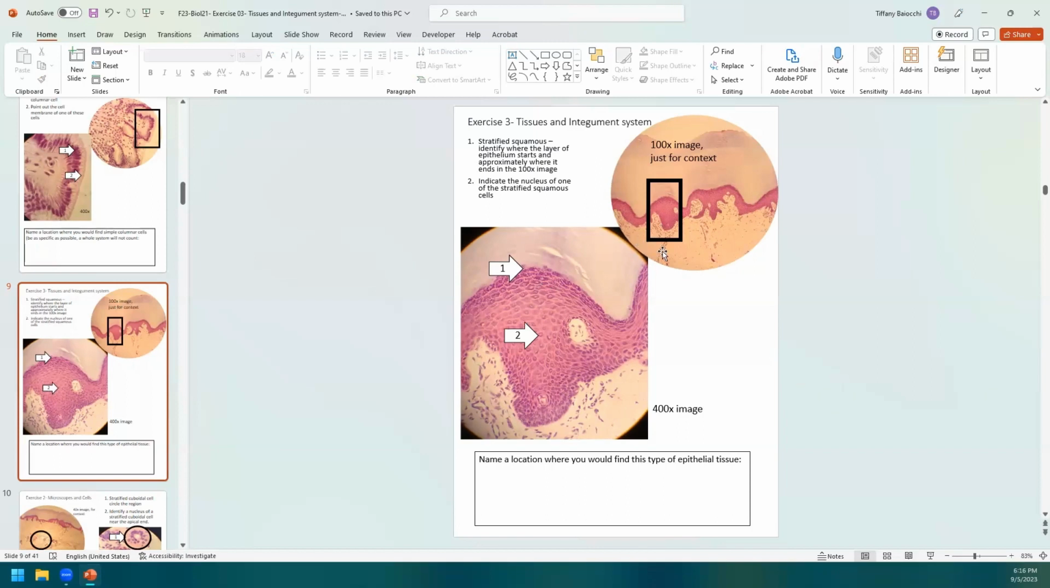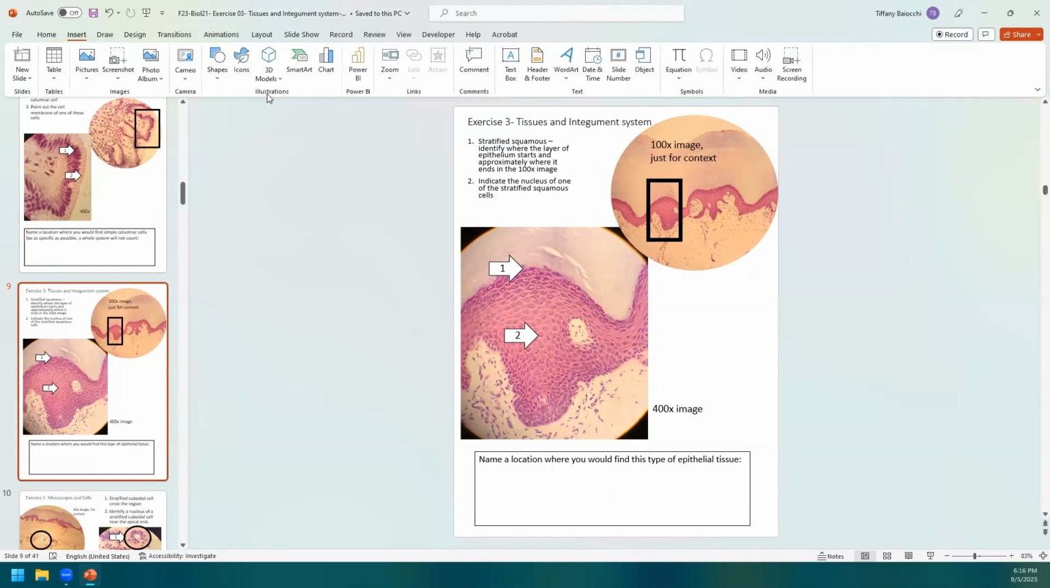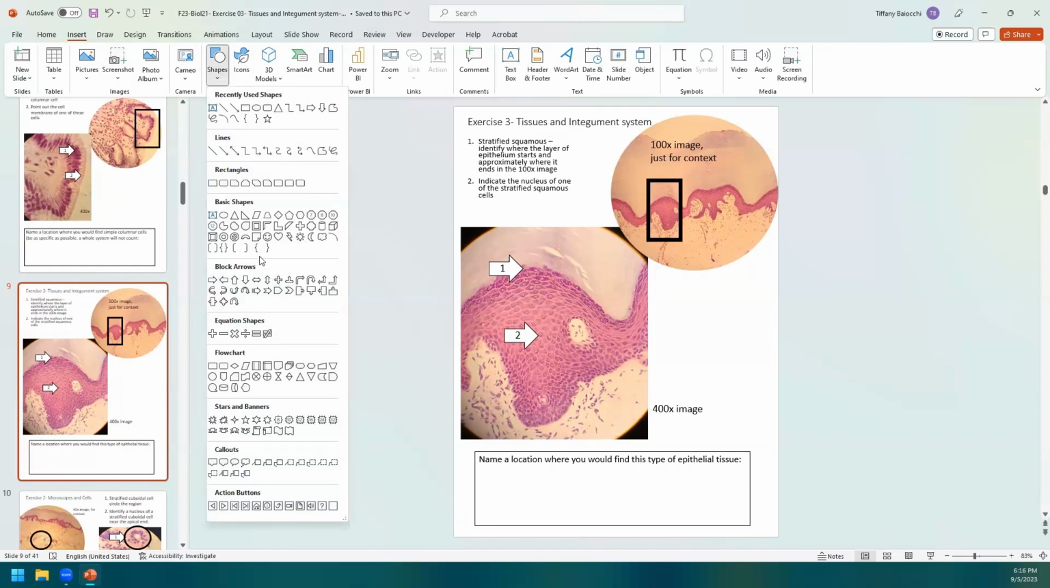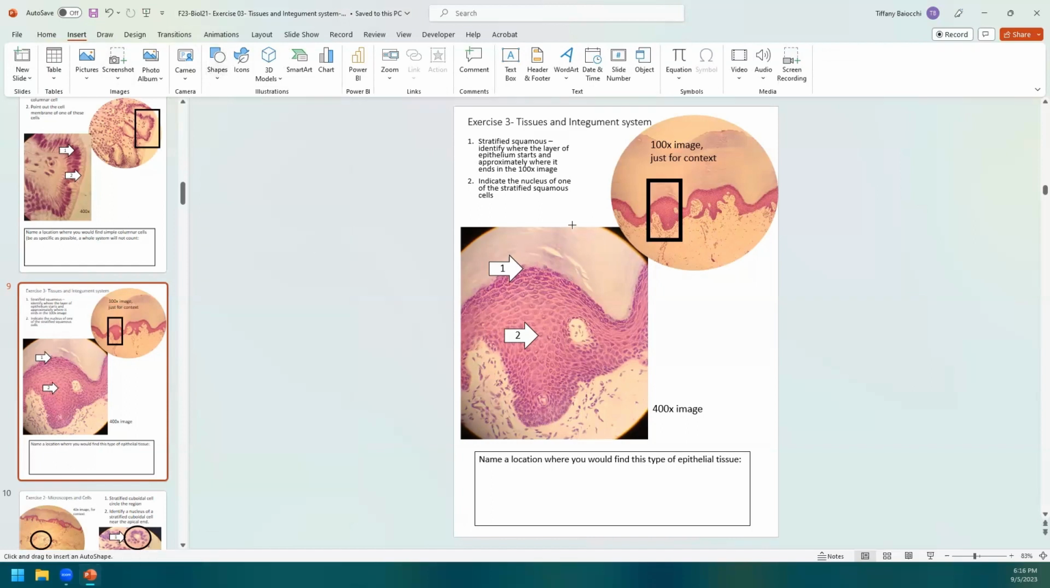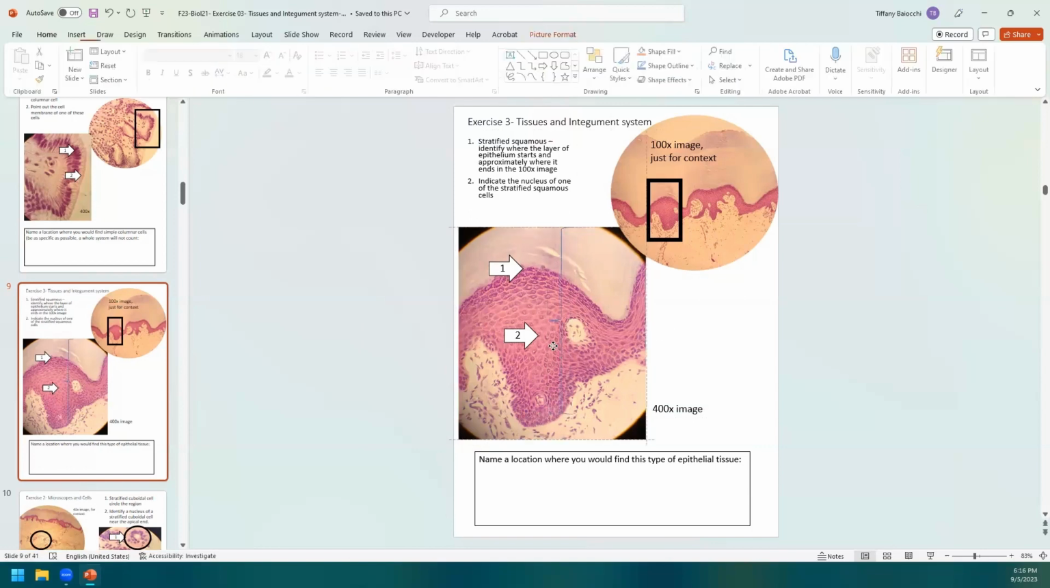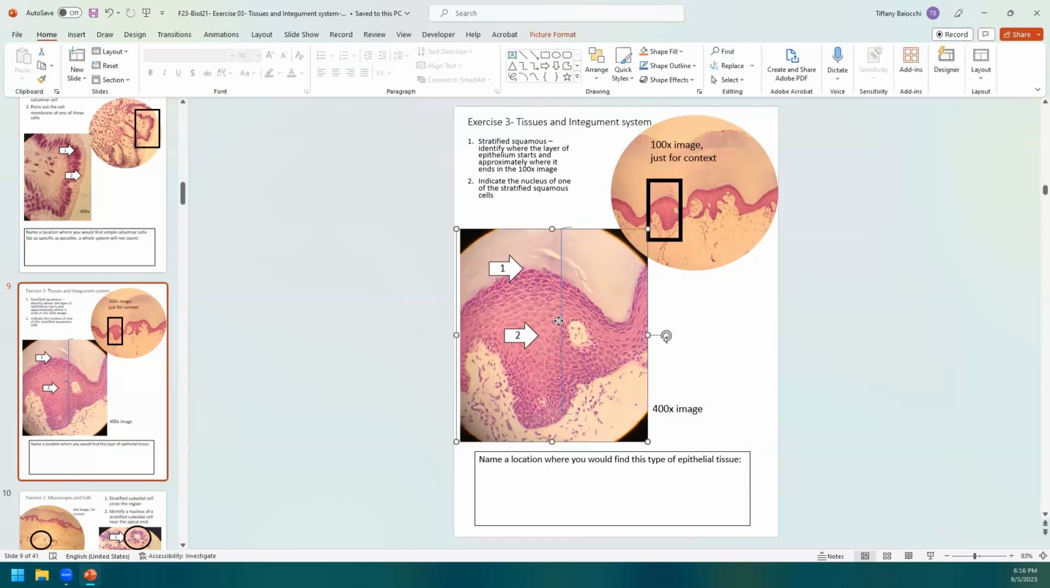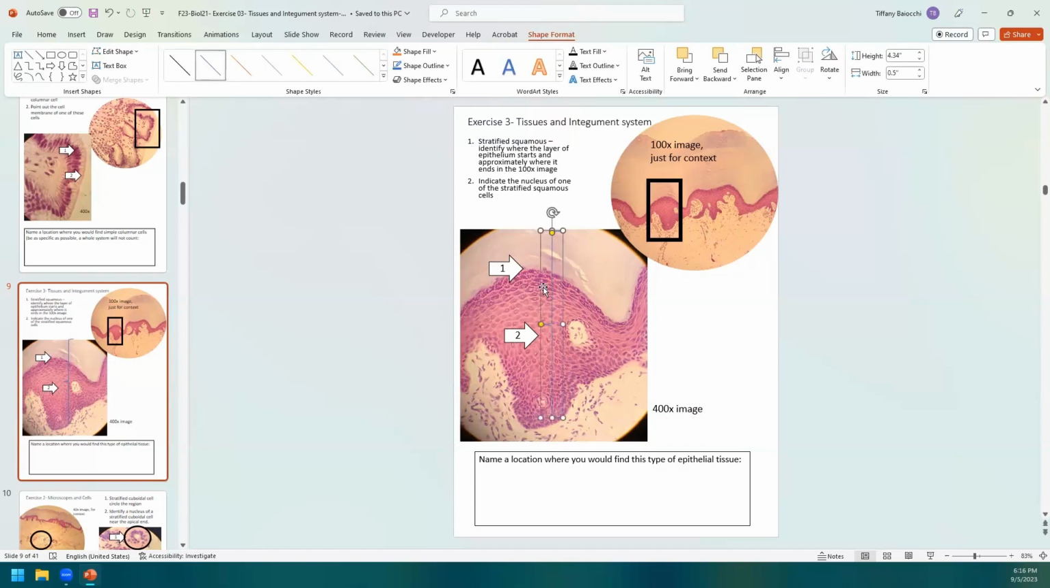As far as where the layer starts and ends, we can use a bracket. So let me pull a bracket. We could say it starts from all the way up here and goes all the way down here. If you want to do that, that's fine. But if you just use that number one arrow to point out where the living cells just start, that would also be appropriate. I'll point out that one there.